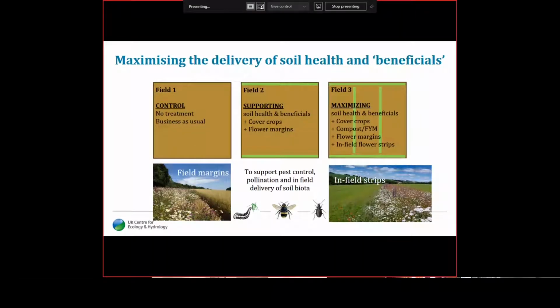And then the third field is what we call maximising, where we've got all the same as field 2. We've got the ASSIST mixes on the field edges, but we've also got in-field strips, so we're overcoming that dispersal limitation. We've got the cover crops, 2 years out of 5, and to this we've also added a dose of compost, 30 tonnes a hectare, or FYM, 1 year out of 5, depending on where the rotation is. So we've given it a good dose of organic matter as well to try and reboot the soil system. So that's the experiment, common to all 20 sites.